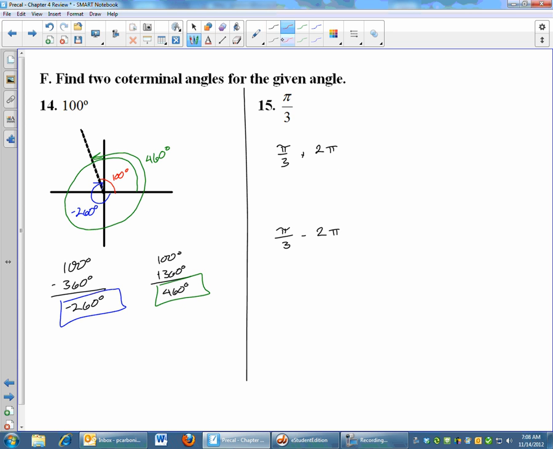We do need to get a common denominator. This is 2 pi over 1. And common denominator for 3 and 1 would be 3. So this would be the same as 6 pi over 3. Pi plus 6 pi is 7 pi. And the denominator doesn't change when you add fractions. So 7 pi over 3. This one, again, I'm going to turn 2 over 1 into 6 over 3. Pi minus 6 pi is negative 5 pi. And my denominator doesn't change when you subtract. So there are the 2 coterminal angles for pi over 3.